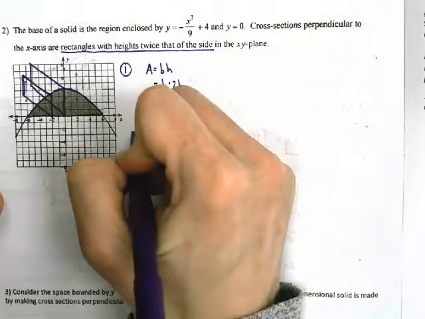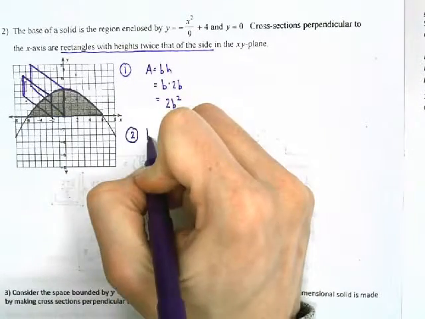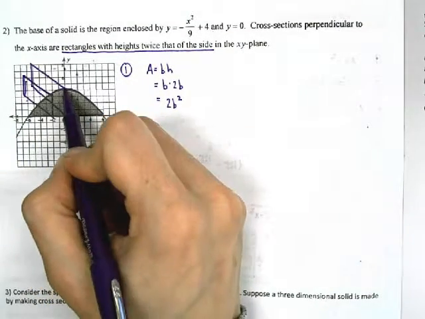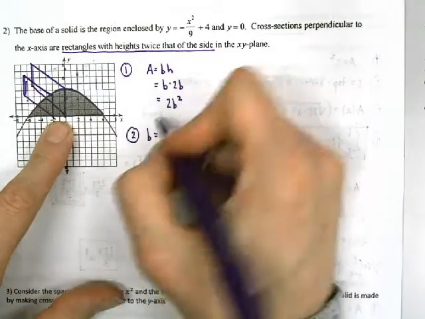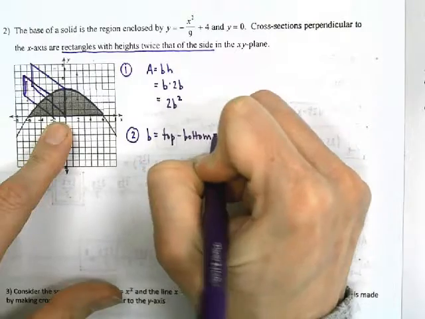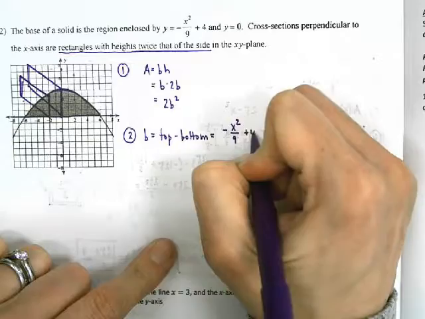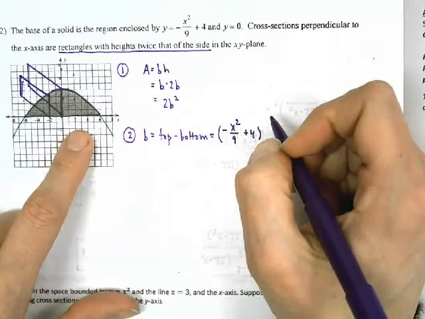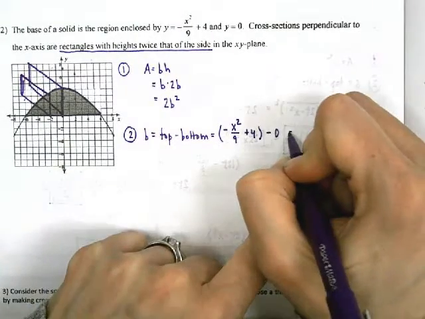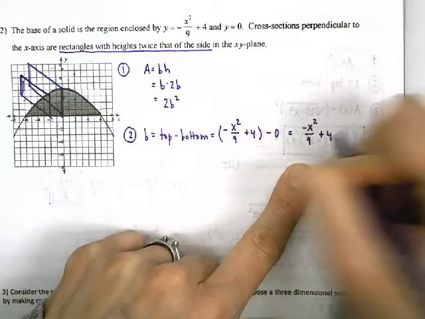Okay, now for step 2, if I'm going to get this in terms of x, I need to figure out what b is. Well, since we're perpendicular to the x-axis, b is just top minus bottom. It's worth writing that again. So our top is negative x squared over 9 plus 4. Our bottom, since it's just the x-axis, is going to be minus 0. So our base is negative x squared over 9 plus 4.